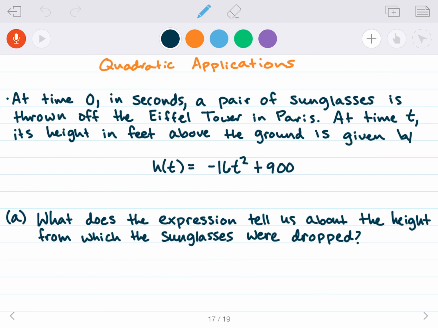All right, so let's talk about some application problems. There's some really cool application problems that you can do with quadratics. So let's get right into it. It says at time 0 in seconds, a pair of sunglasses is thrown off the Eiffel Tower in Paris. At time t, its height above the ground can be modeled by this function. H of t is equal to -16t squared plus 900.